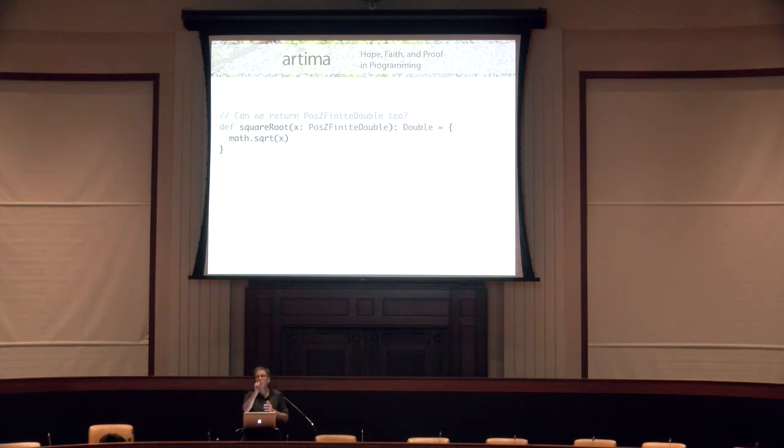But it's still returning Double, and if you take the square root of a number, the result is also going to be positive, 0, or finite, right? That's what I believe. So why don't I return that value? I can, but the trouble is that I have to actually call a YOLO method.